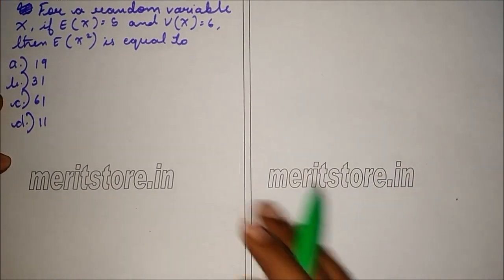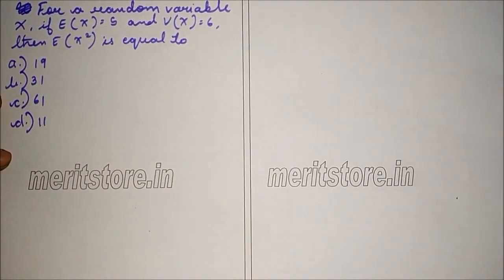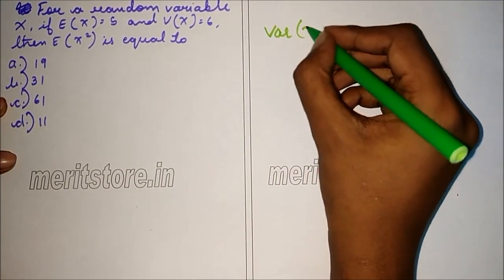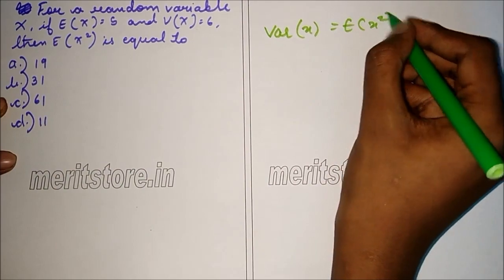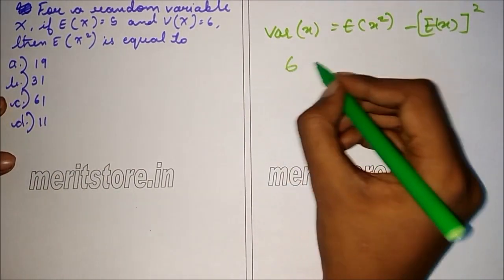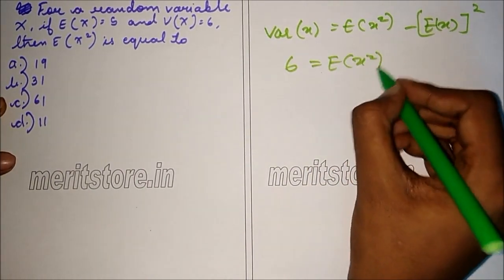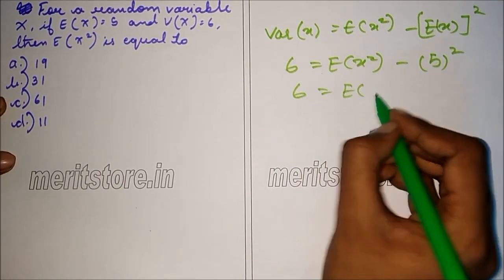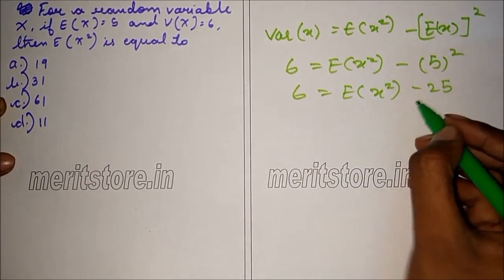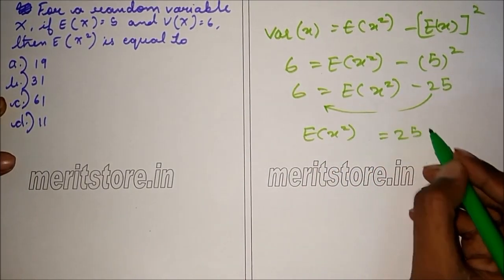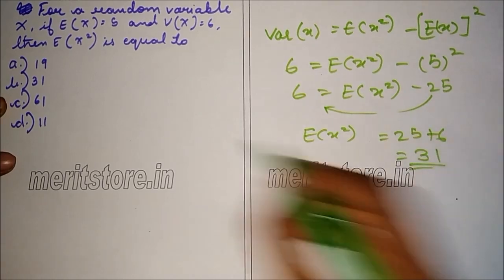For a random variable x, E of x is 5, V of x is 6, then E of x square is equal to what? So according to the formula, variance of x is given by E of x square minus E of x the whole square. What we are given is V of x, which is 6, and E of x is given as 5. So this is 5 square. So 6 equals E of x square minus 25. Taking this to our LHS, we will get E of x square is equal to 25 plus 6, which is equal to 31, which is option B.